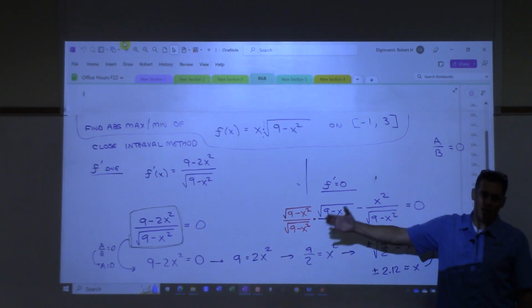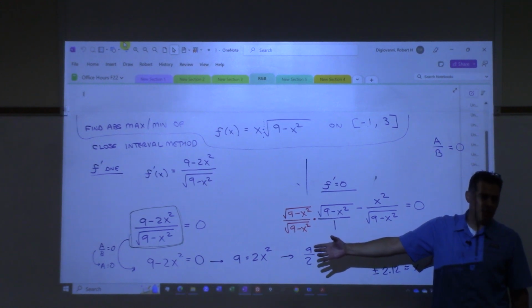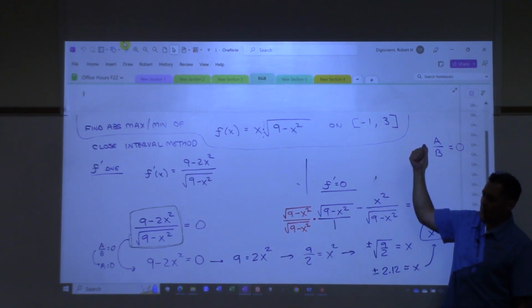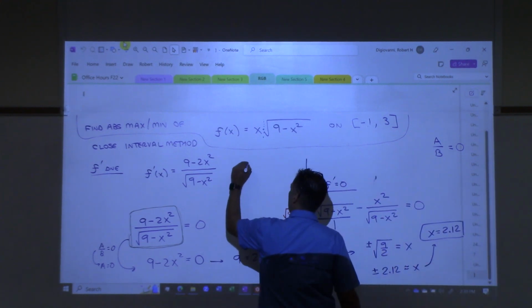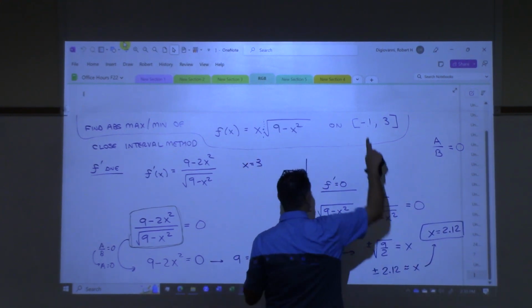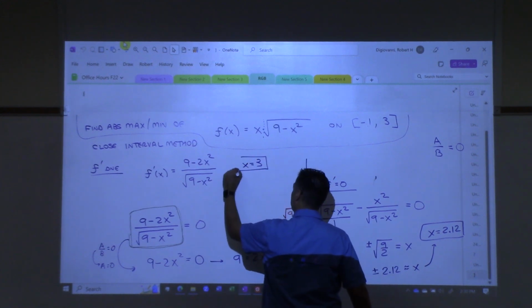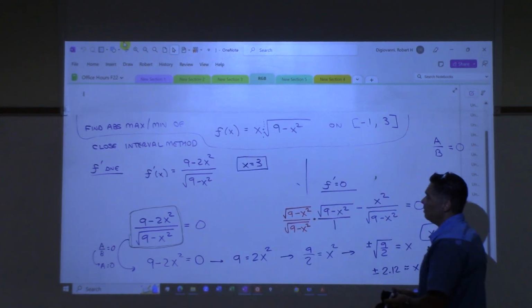Now, should we call it a critical number? Yes, but aren't we going to test the endpoints anyway? So, I mean, we can call it a critical number if we want. I'll go ahead and do it. X equals 3. Even though it's an endpoint, I'm going to put it here. It's still a critical number.